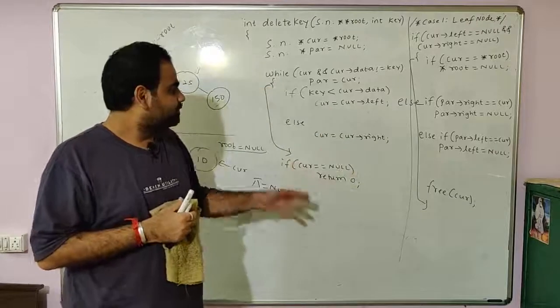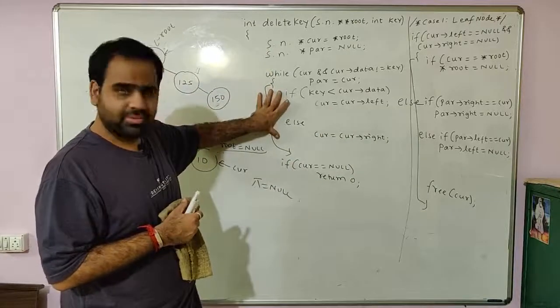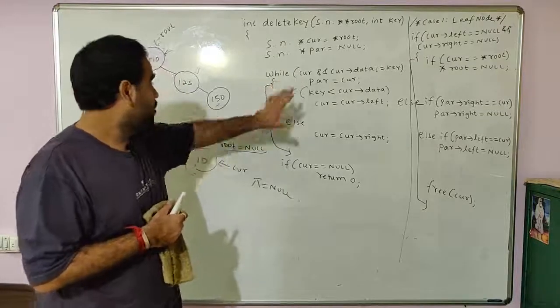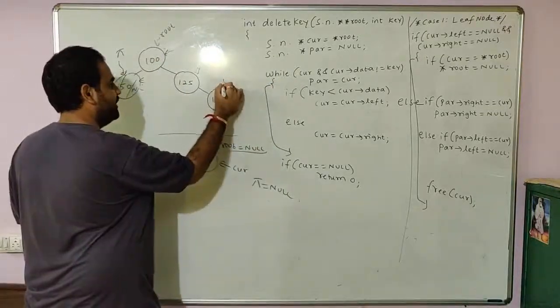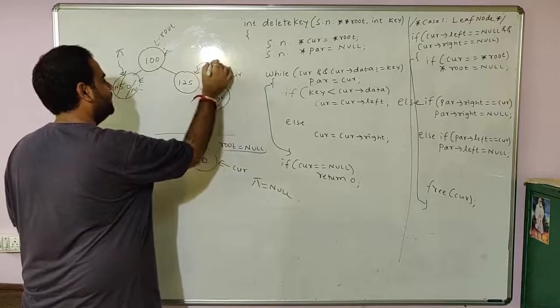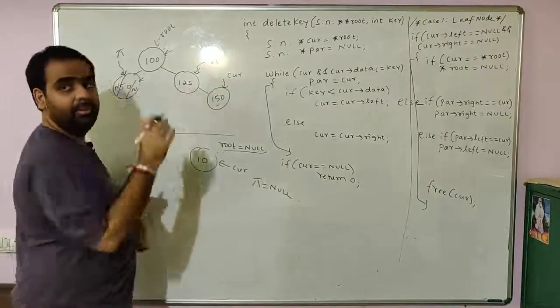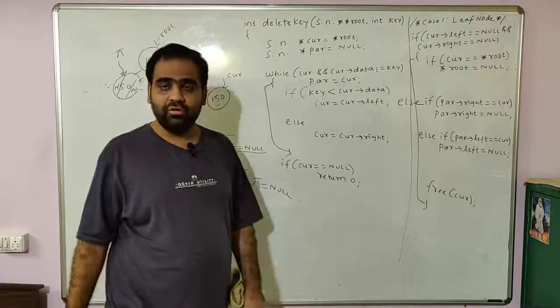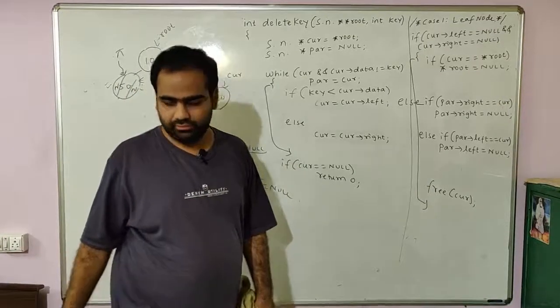Please write it down. I'm not going to explain this loop again and again. This loop will search the element. Suppose I want to delete 150, it will place current over here and it will place parent over there. And pi means parent. We already know that. Please write it down before we see the deletion of the half node.